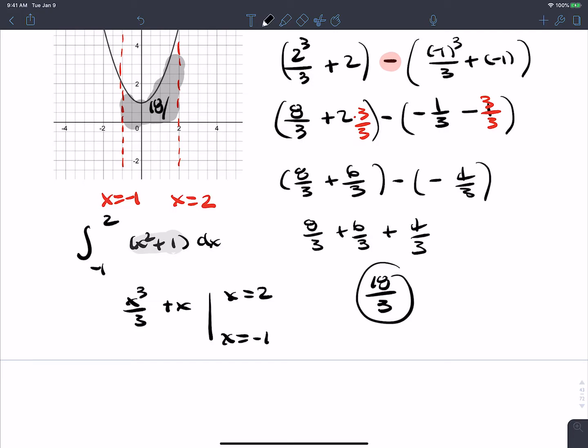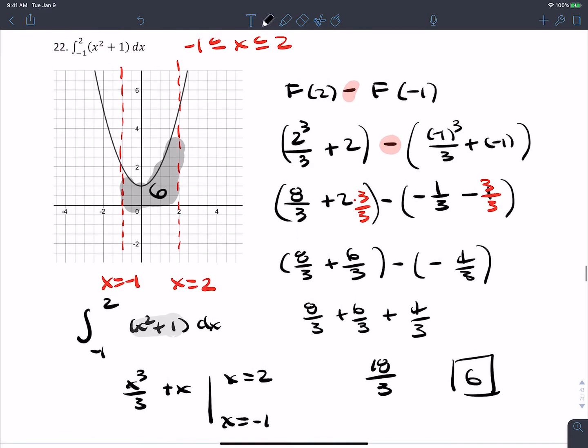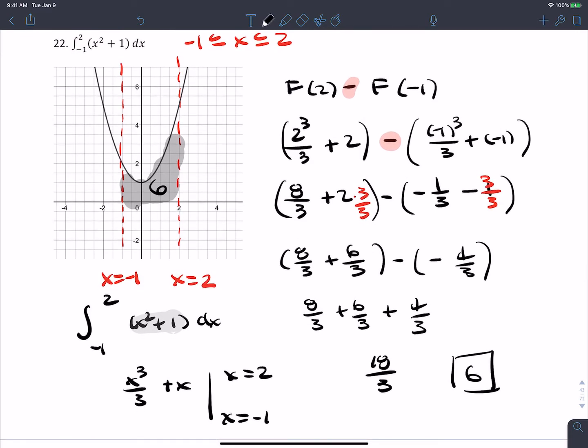So this area is about 18 thirds. It could be 6. Which is 6, yes. Even better. It's even better. 18 thirds, ladies and gentlemen, is what? 6. Nice. This area here is a nice 6. Good. So this is number what? 22 here. So let's do this here.